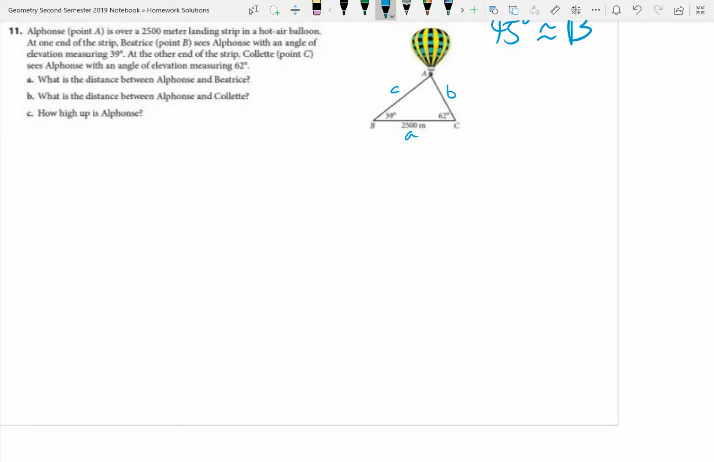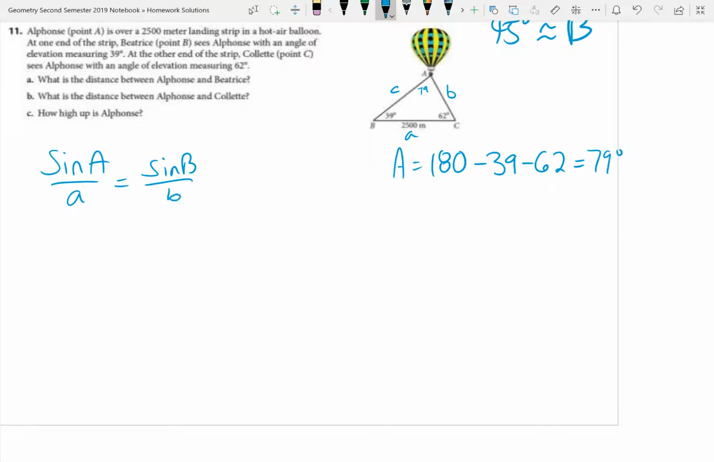First of all, we can find angle A, which is going to equal 180 minus 39 minus 62. That's going to be 79 degrees. That means that if we're looking at law of sines here real quick, sine 79 over 2500 equals, let's start out by finding Alphonse to Beatrice first. So that would be B, that'd be C. So sine 62 over C.